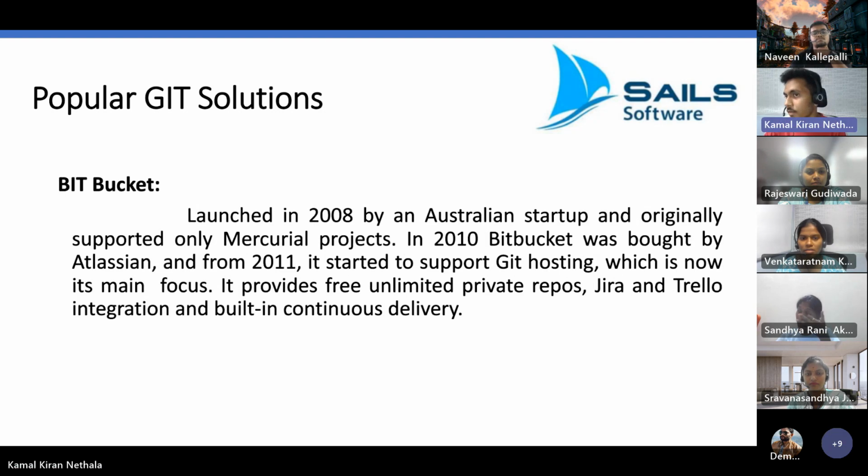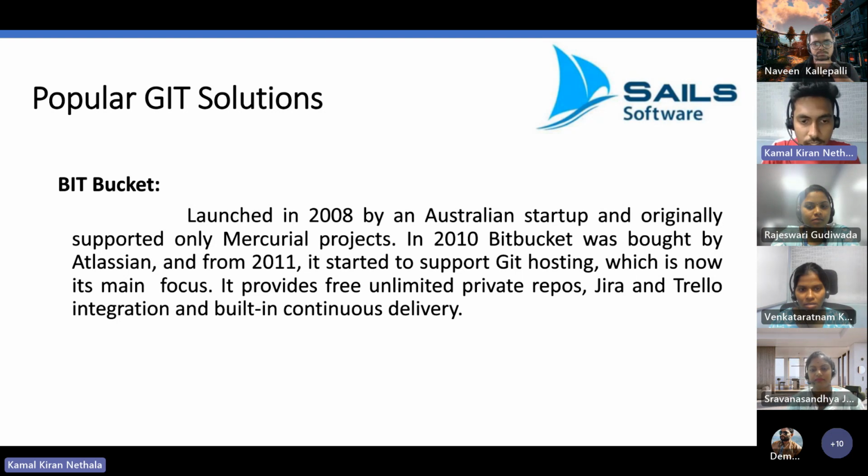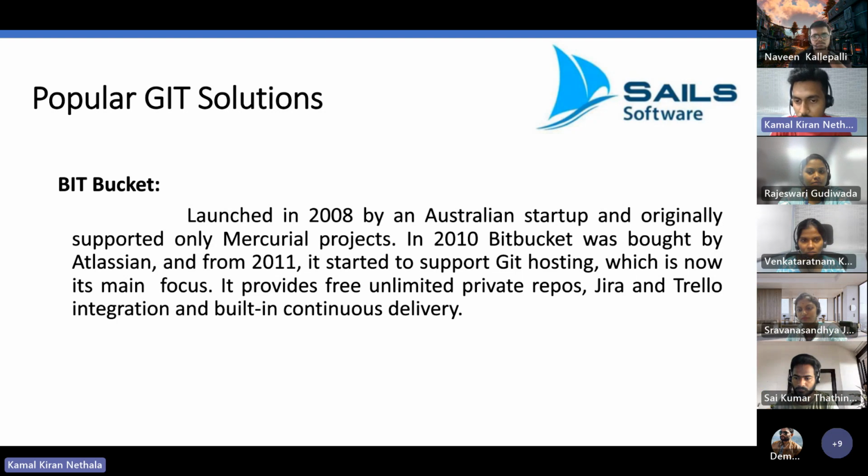The second one is Bitbucket. Bitbucket was launched in 2008 by an Australian startup and originally supported only Mercurial projects. In 2010, Bitbucket was bought by Atlassian, and from 2011 it started to support Git hosting as well, which is now its main focus. It provides free, unlimited private repos, Jira and Trello integration, and built-in continuous delivery.